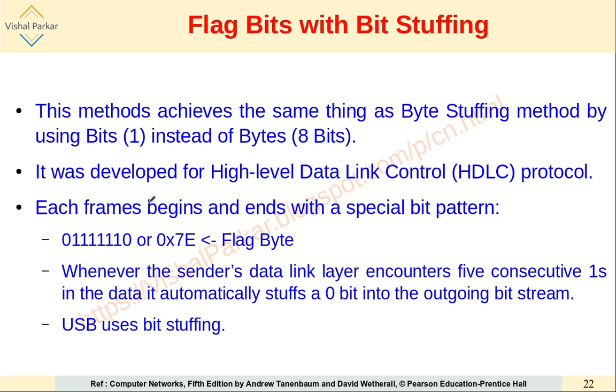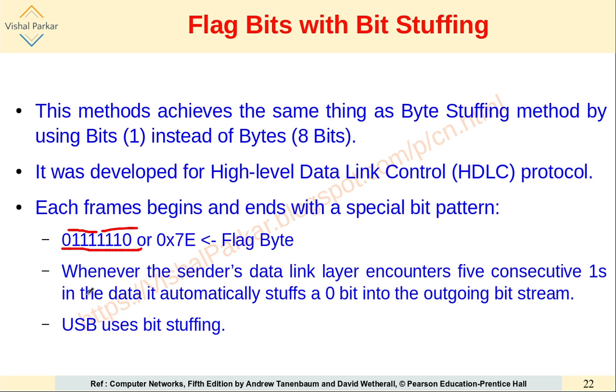This was first developed for the high-level data link control HDLC protocol, and the special pattern used for delimiting the frames is 0x7e. This is 7 and hexadecimal E. 0x7e, hexadecimal 7e, is the special pattern that we must remember. It's called the flag byte. Though it is a byte, we are concerned with the individual bits.